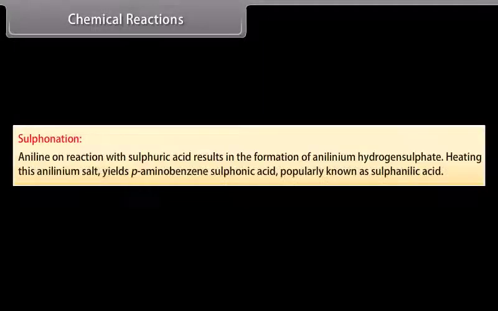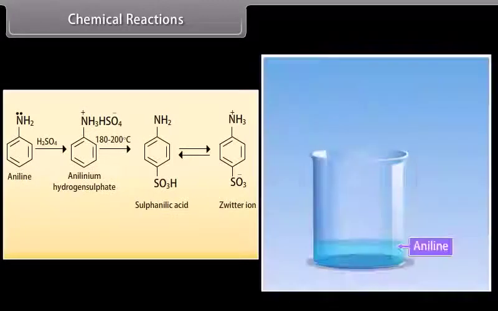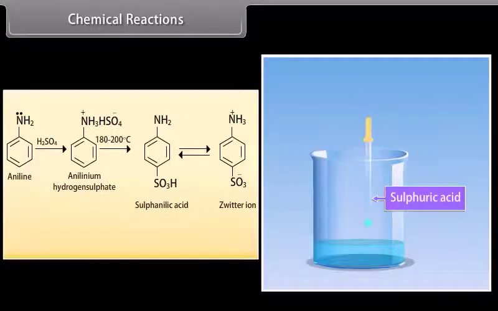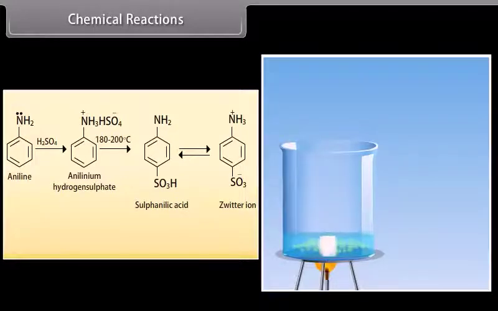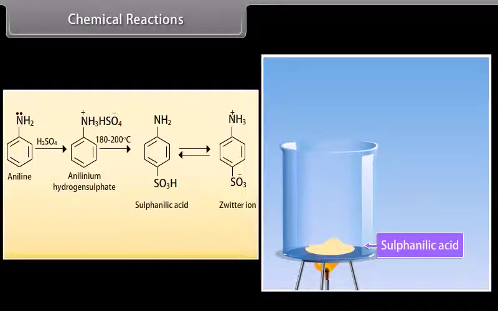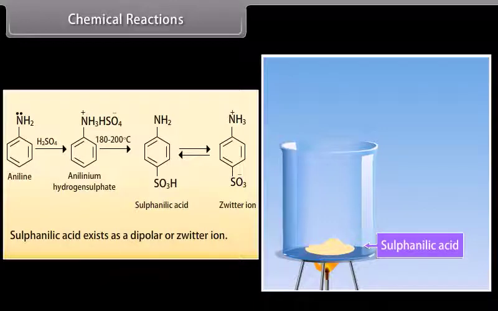Sulfonation. Aniline on reaction with sulfuric acid results in the formation of anilinium hydrogen sulfate. Heating this anilinium salt yields para-aminobenzene sulfonic acid, properly known as sulfanilic acid. Aniline reacts with sulfuric acid to form anilinium hydrogen sulfate, and then on heating the anilinium ion at 180 to 200 degrees Celsius, it forms sulfanilic acid. Sulfanilic acid exists as a dipolar or zwitter ion.